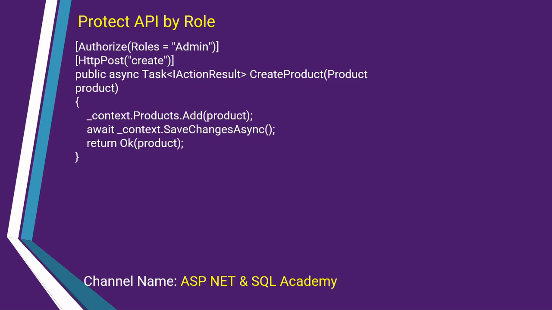To restrict an API endpoint to only admins, add the authorize attribute with the specific role. Here, only admins can create products.